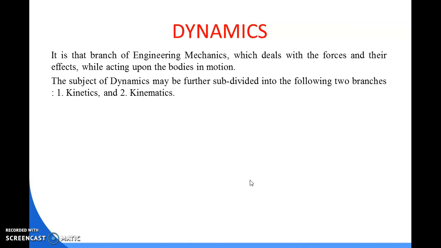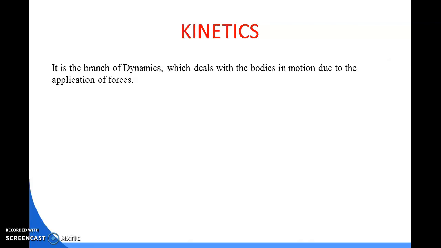Dynamics is a branch of engineering mechanics which deals with the forces and their effects while acting upon bodies in motion. The subject of dynamics may be further subdivided into two types. The first type is kinetics and the second is kinematics.